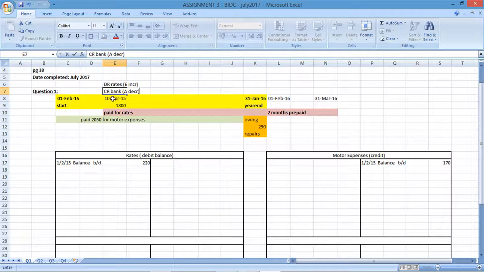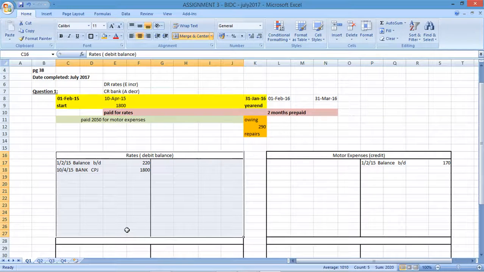That's what I would be recording, because I'm looking at the expense and the asset that's being affected if I'm making a payment back on 10 April 2015. So I need to record that. On 10 April 2015, bank, this would have been captured in the cash payments journal, and I would have recorded the 1,800 as an expense in the rates account.